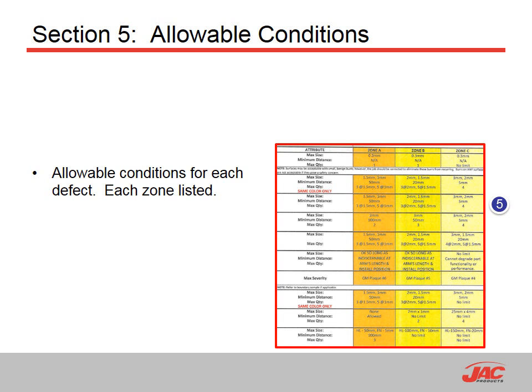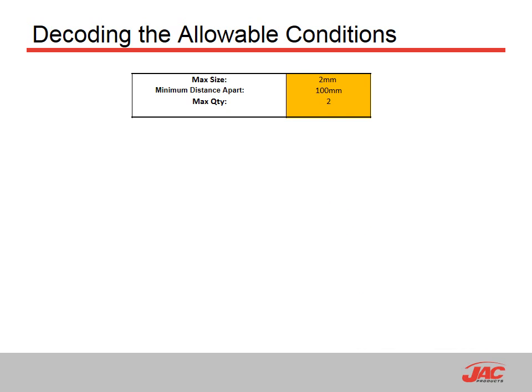Section 5 has all of the criteria that you will need to review to determine if a defect is acceptable or not. Notice that each of the zone classifications are listed with their requirements. It is important to make sure you know what zone of the part the defect is located on, so you can look in the correct column. In the attribute column, there are different criteria that must all be met for a defect to be acceptable.